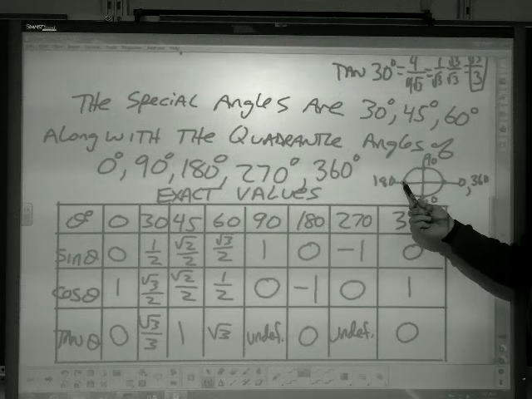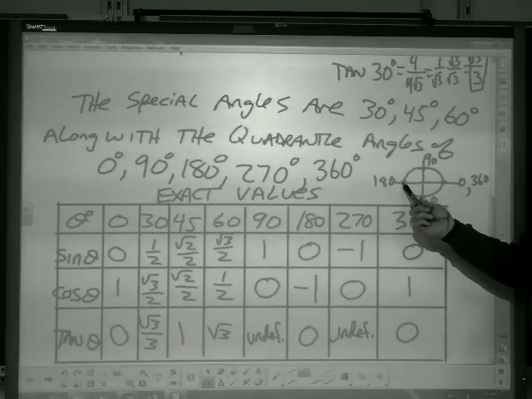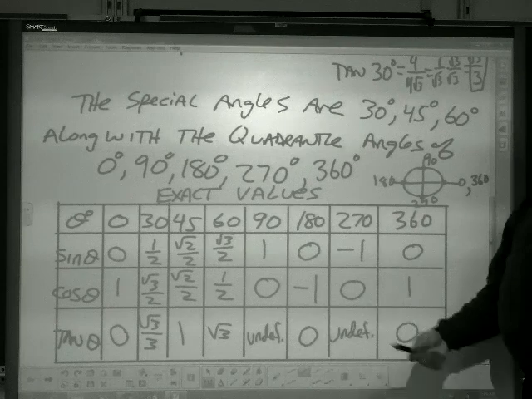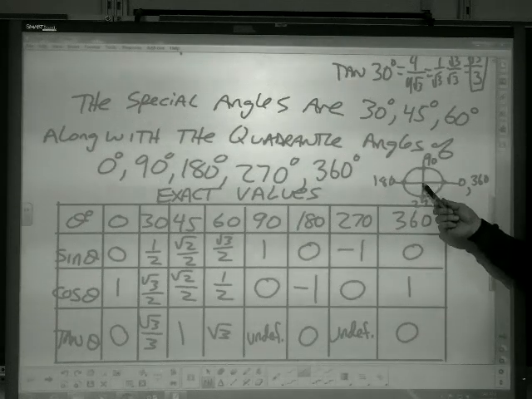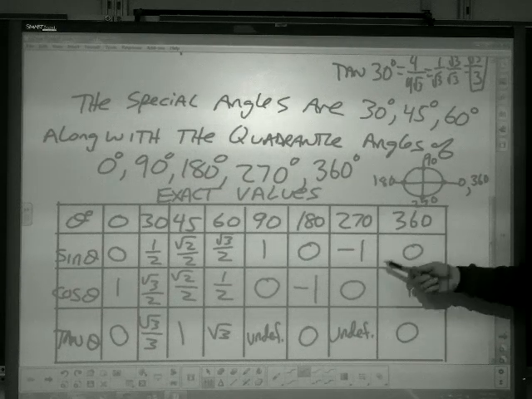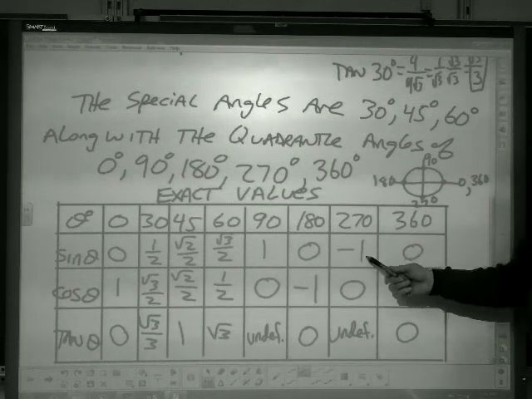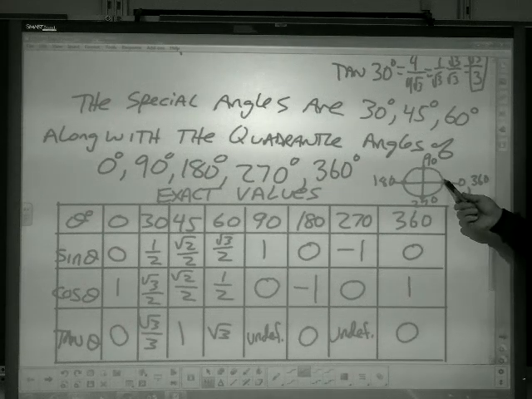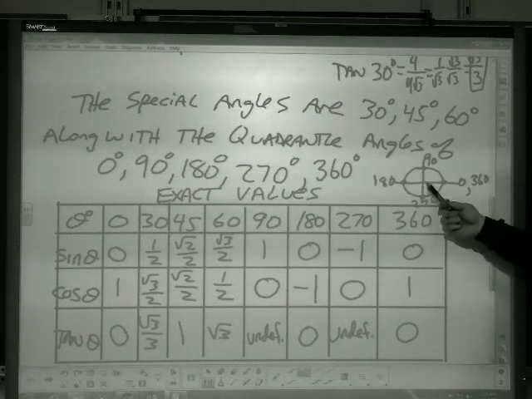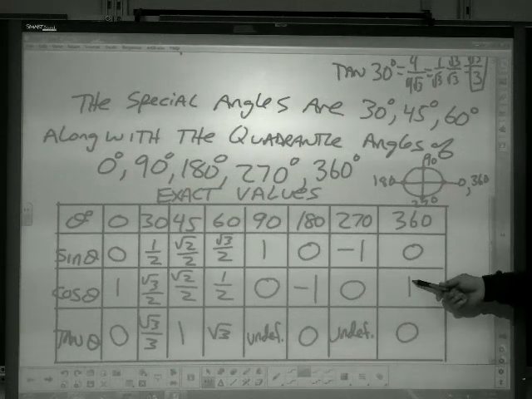180, sine is 0, cosine now is negative 1. 0 divided by anything will be 0. 270, the sine or y value is negative 1. The cosine is 0. And anything divided by 0 is undefined. And 360, back here where we started, the sine is 0, because that's the y value. Cosine is 1. And 0 divided by anything is 0.